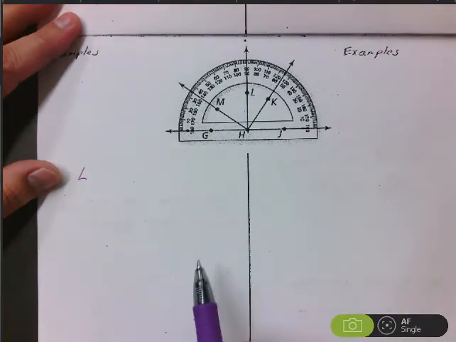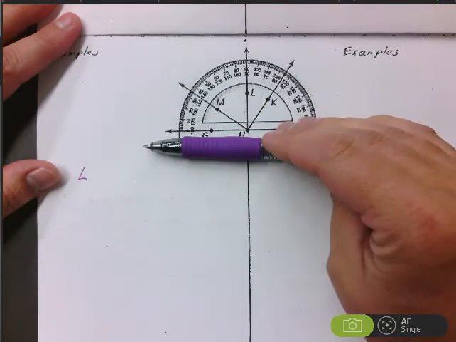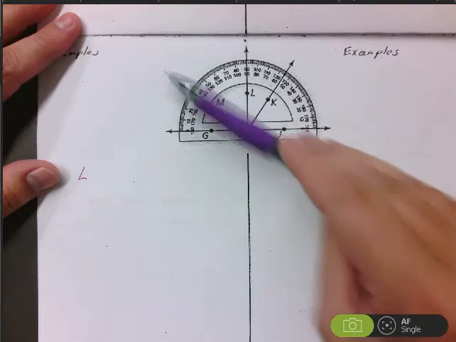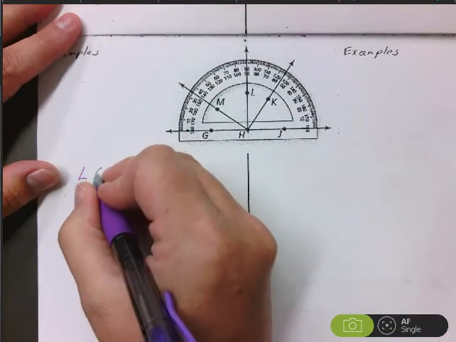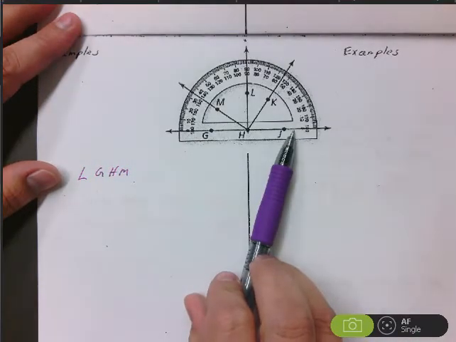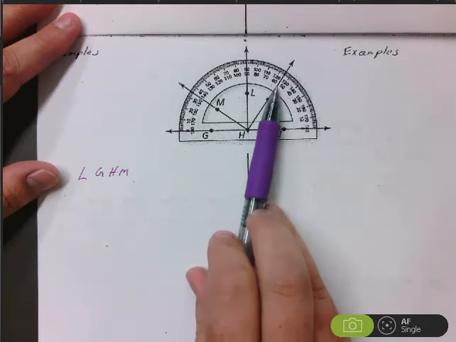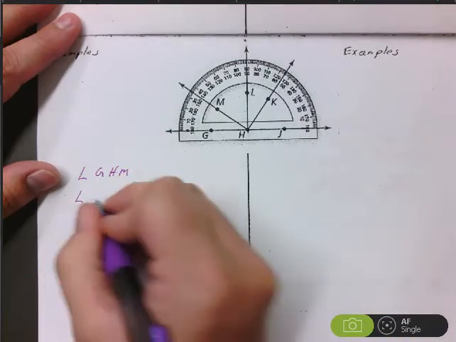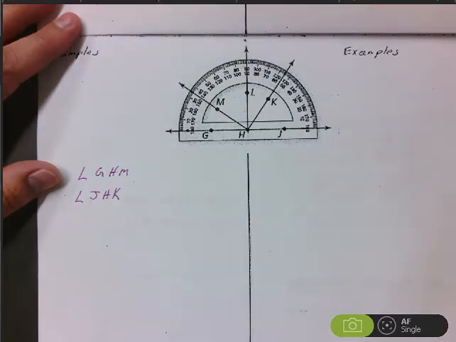So let's go angle... We need to find something that's less than 90. Well, 90 is straight up and down if I start over here at 0. So this one, GHM, that's less than 90. So GHM. If I come over here to the right, I start out here at 0 again. I can come up to K, and that's still less than 90, so we can say angle JHK would also be an acute angle.